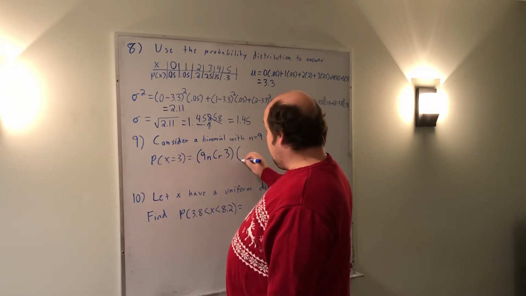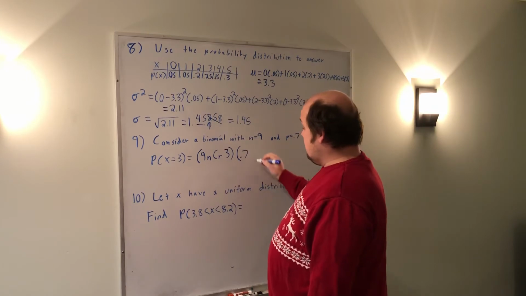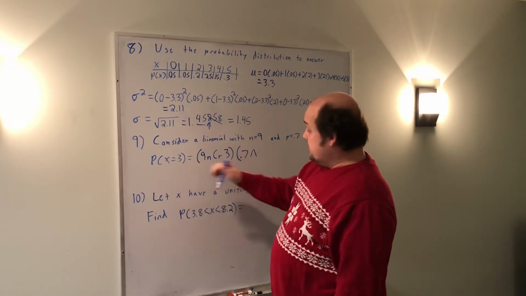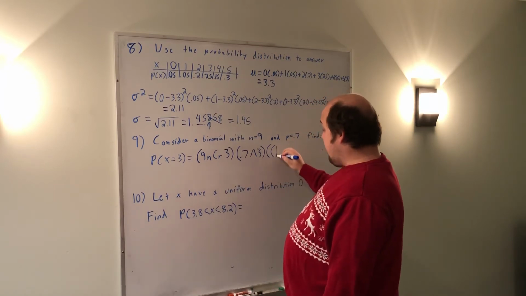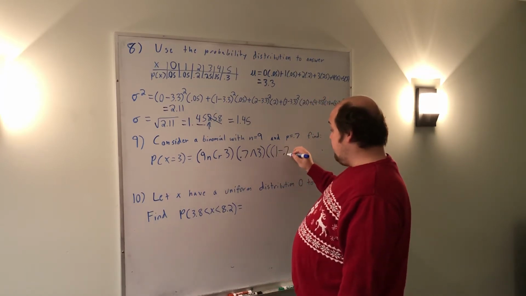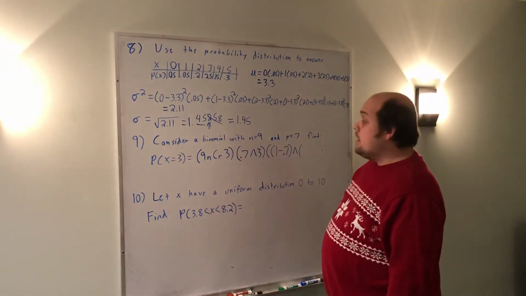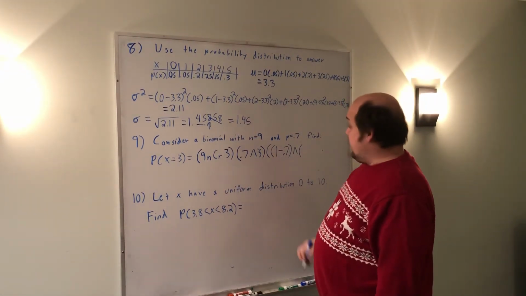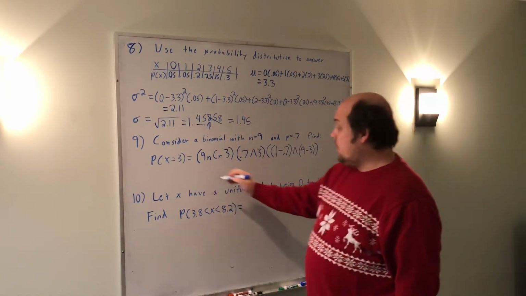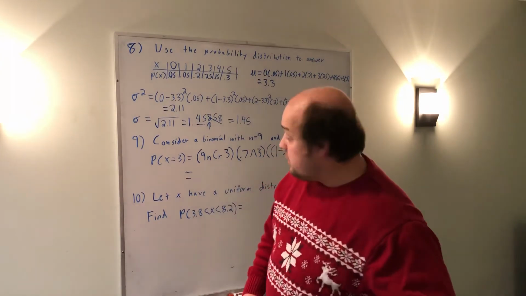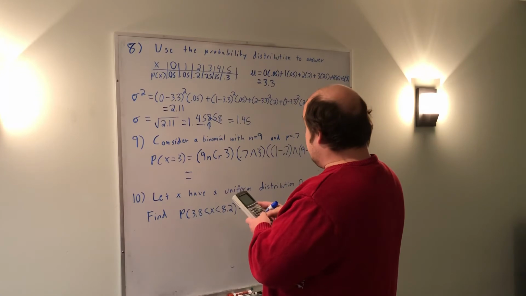I'm going to multiply this by the probability of success, 0.7, to the power of the number of successes, 3. Then I'm going to multiply that by the probability of failure, 1 minus 0.7, to the power of the number of failures, which is n minus x, or in this case, 9 minus 3. If I put this all into my calculator properly, it should give me the probability of getting exactly 3 successes.